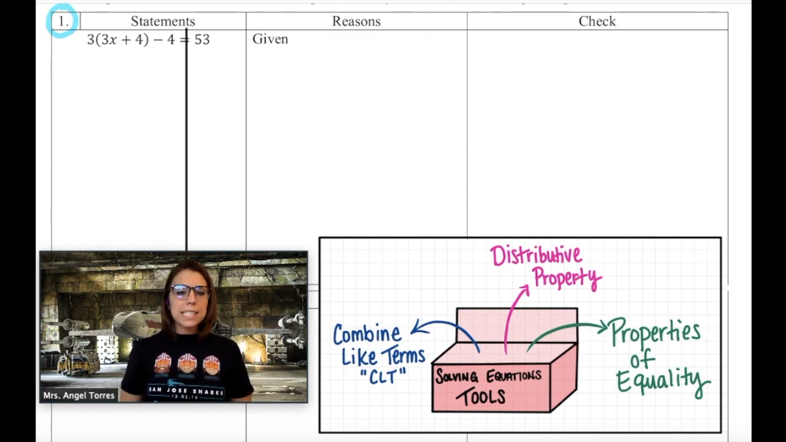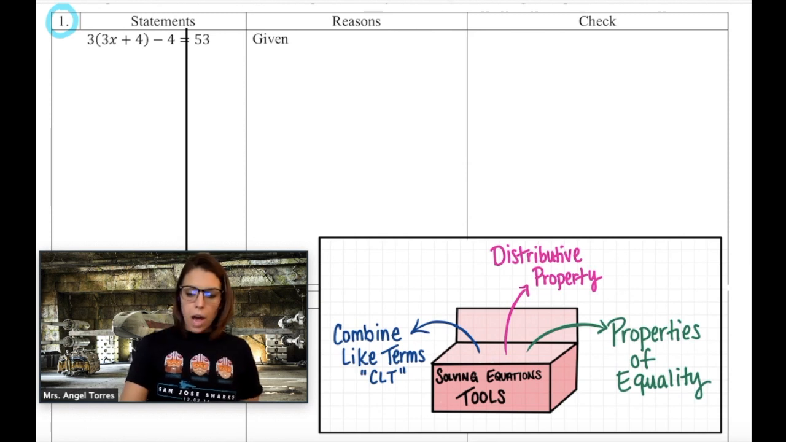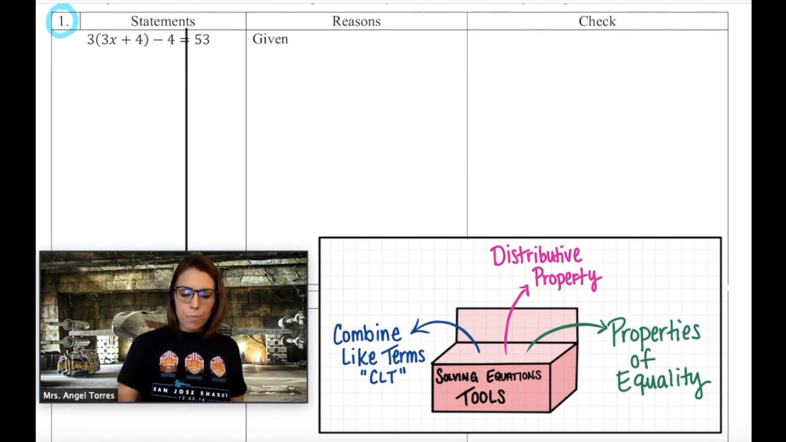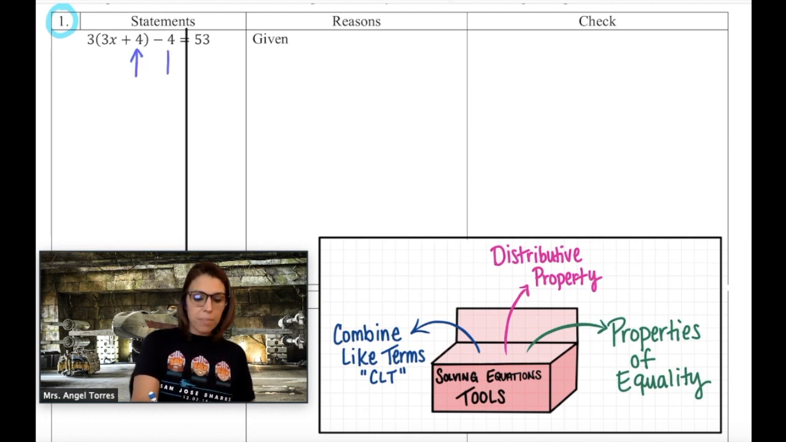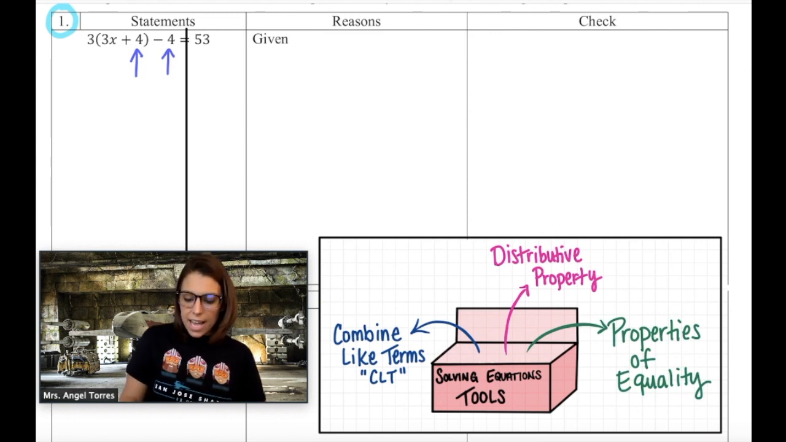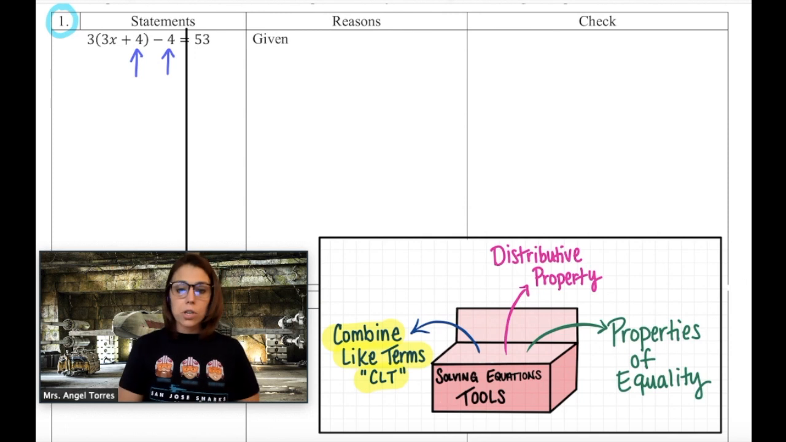Well, do I see any like terms? I do see a 3x inside of parentheses here, but that's the only 3x on the side. In fact, that's the only x term on that side. So that's not going to be combined. I do see a constant inside of parentheses and a constant outside of parentheses. So it looks like, yes, we will have the option to combine like terms here. We would just be combining constants.